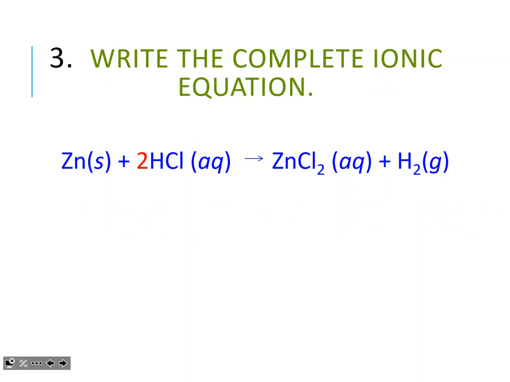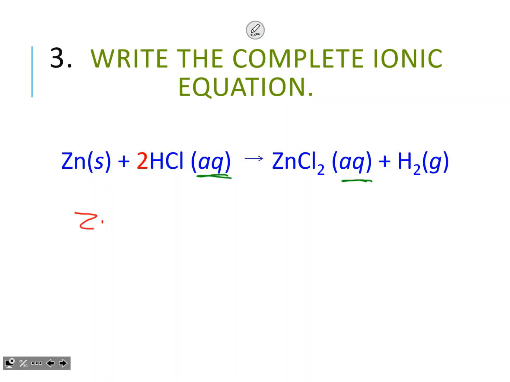Complete ionic follows the same rules as the precipitation ones. You're going to separate the aqueous ones. Now we have an additional rule here from the acid-base notes. You separate the aqueous ones that are strong acids and strong bases. Remember, weak acids and weak bases you would keep together. However, in this particular reaction, hydrochloric acid happens to be one of the strong ones, so we're definitely going to separate it.